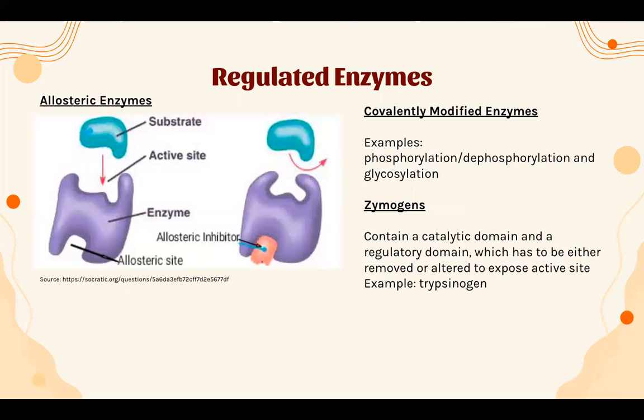Covalently modified enzymes are enzymes that have covalent modifications. Some examples of covalent modifications are phosphorylation, dephosphorylation, and glycosylation. A real world, very common example is the G protein coupled receptor. Binding of a ligand to a G protein coupled receptor triggers a signaling cascade that activates protein kinase A. Activation of protein kinase A will then cause a phosphorylation cascade in which many enzymes downstream are phosphorylated and therefore activated.